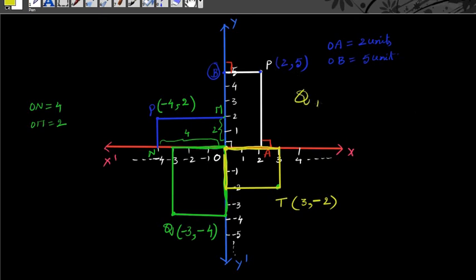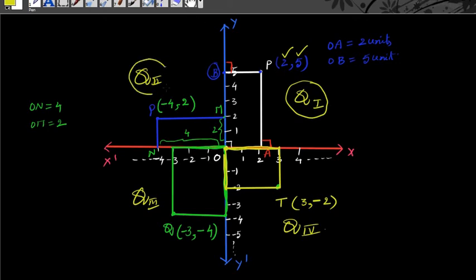This is quadrant 1. This is quadrant 2. This is called quadrant 3. This is called quadrant 4. Observe that in quadrant 1, the point (x, y) has x positive and y also positive. In quadrant 1, every point has a positive x coordinate and a positive y coordinate.